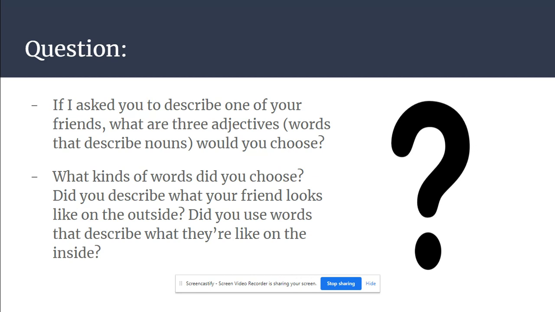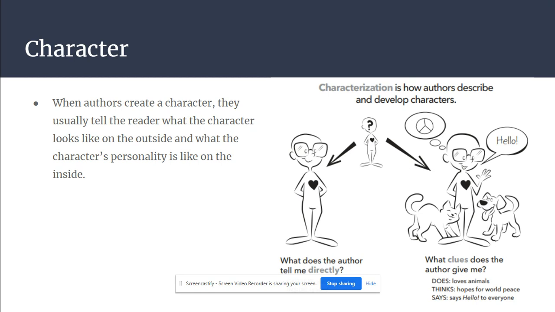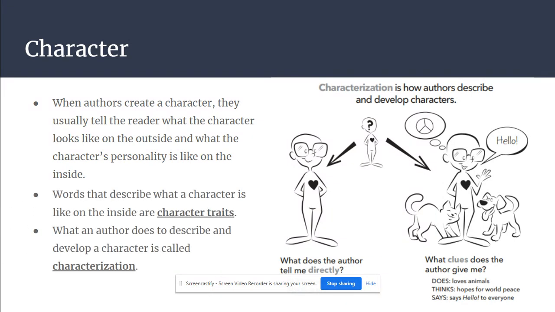Did you describe what your friend looks like on the outside, or did you use words that describe what they're like on the inside? When an author creates a character, they usually tell the reader what the character looks like on the outside, but also what their personality is like on the inside, right? So, words that describe what a character is like on the inside are character traits, and what an author does to describe and develop a character is called characterization. So that includes the outside as well as the inside.